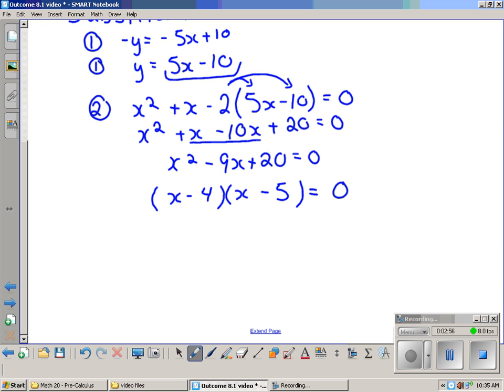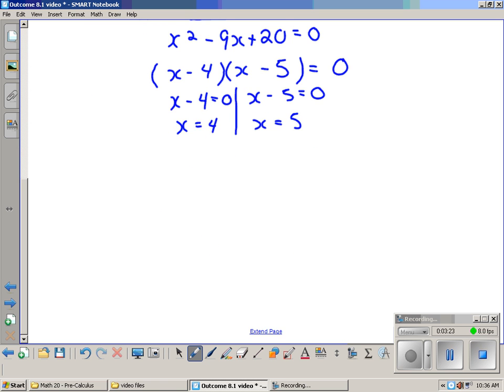The next step is to make each of those equations equal to 0. So x minus 4 equals 0, and x minus 5 equals 0. This will give me solutions of x being equal to positive 4 and x being equal to positive 5. We need to remember, though, that because we're dealing with quadratic functions and two variables, we actually need to find the y value that matches those. We're looking for the point where they cross.